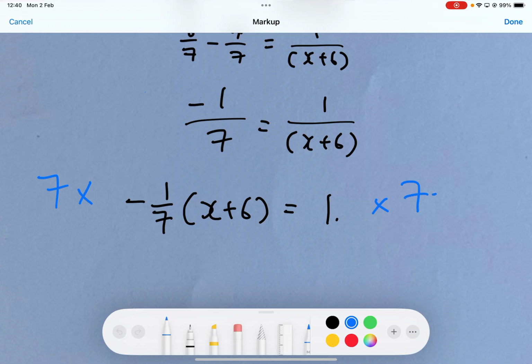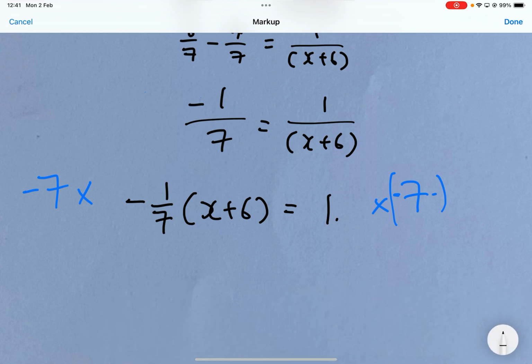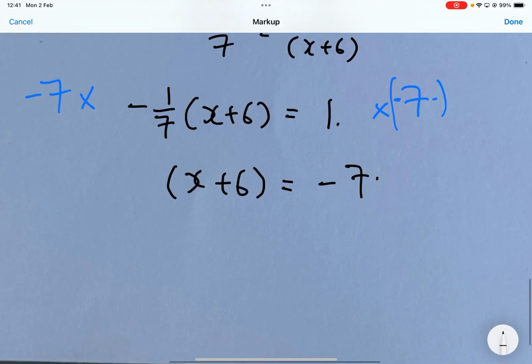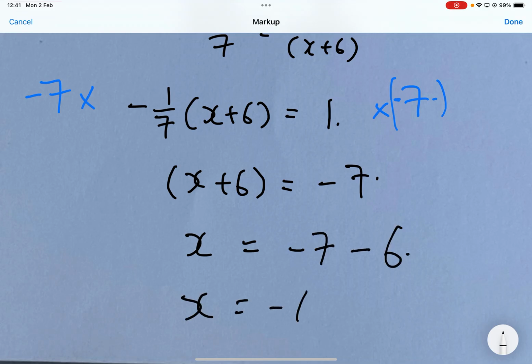But if I only multiply 7, I still have a negative 1. So might as well I multiply negative 7, so that the negative also disappears. Negative times negative becomes positive 1. Then I no longer have this fraction at all. Then I'll be left with x plus 6 equals to negative 7. Then finally, I take my 6 to the other side. Then I will have my answer.